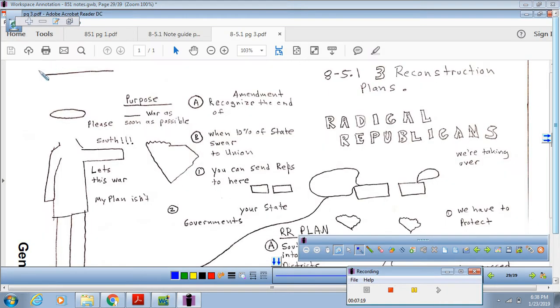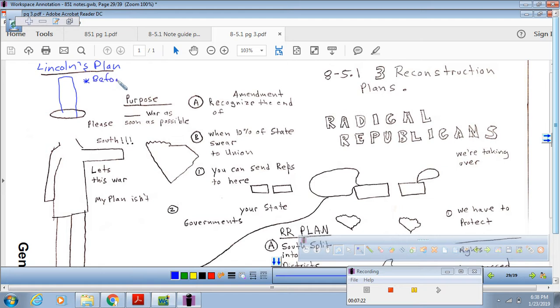So, let's go ahead and begin the notes looking at Lincoln, Johnson, and a group called the Radical Republicans' Reconstruction Plan. Lincoln's plan, two parts, which was developed during the Civil War, before the war actually ended. Its purpose was to end the war as soon as possible and reunify the nation.